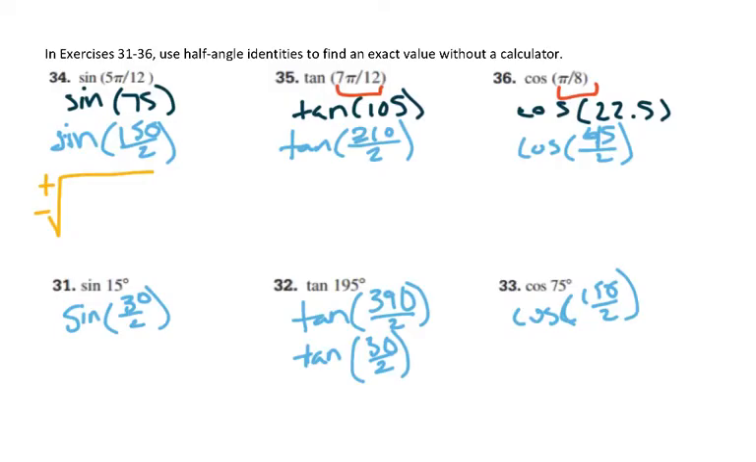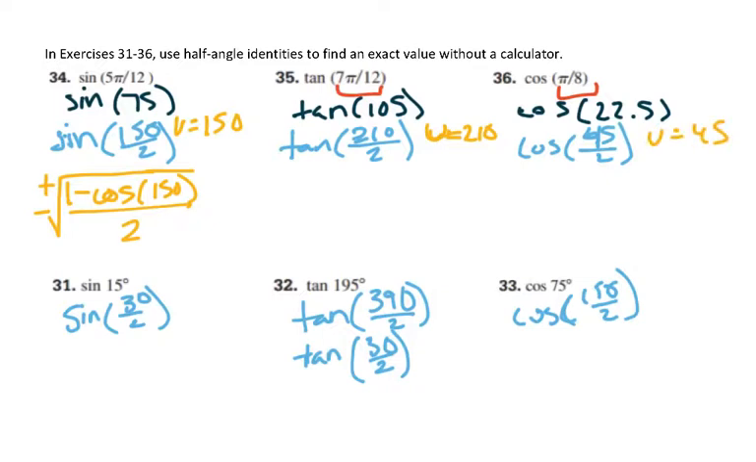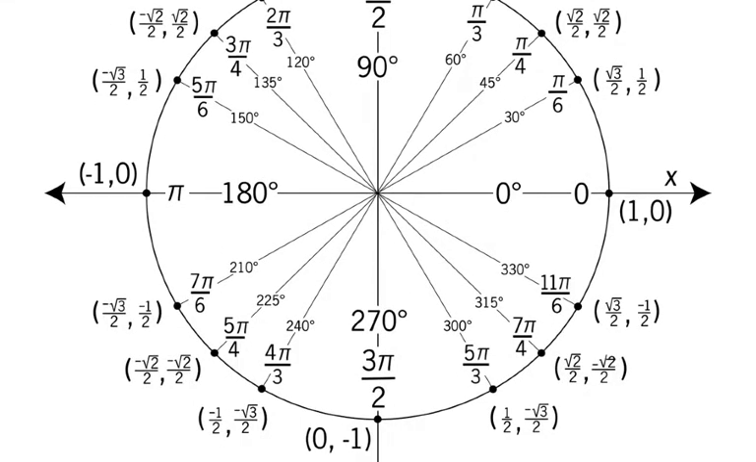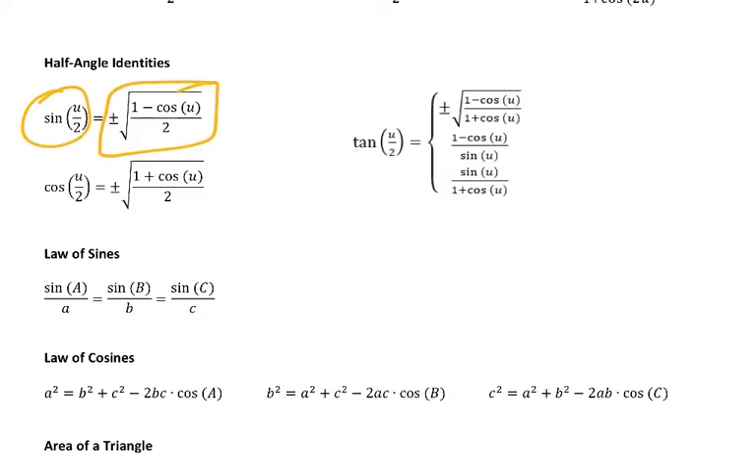Cosine of u over 2. And remember that u equals that new numerator number, so 150 for this one. Whoops. 210, 45, 30, 30 again, and 150. Then we do want to actually evaluate what cosine of 150 is. So let's see. Cosine is x, and it's of 150, so negative square root of 3 over 2.